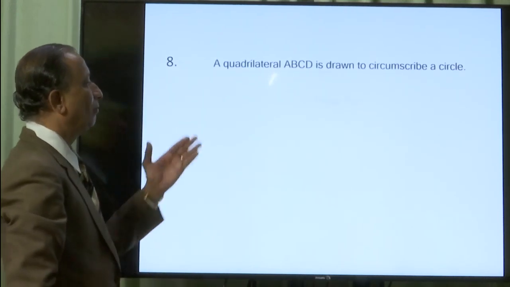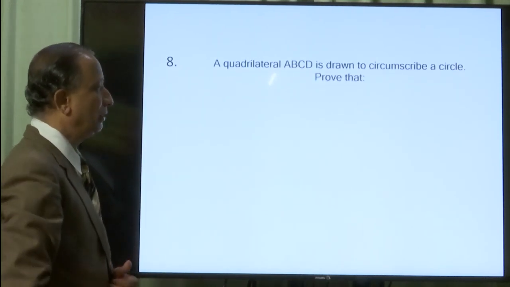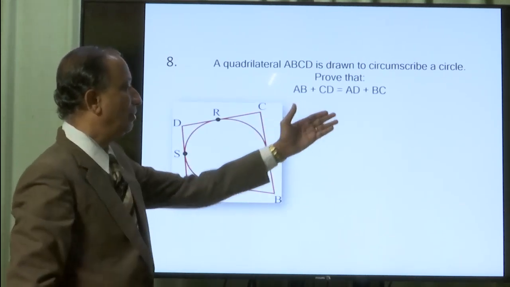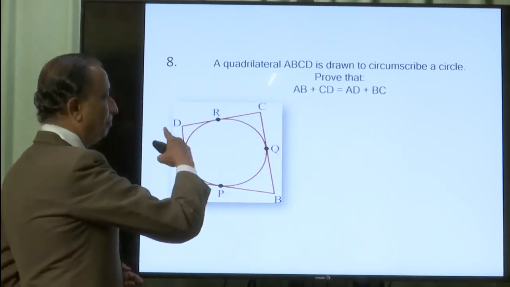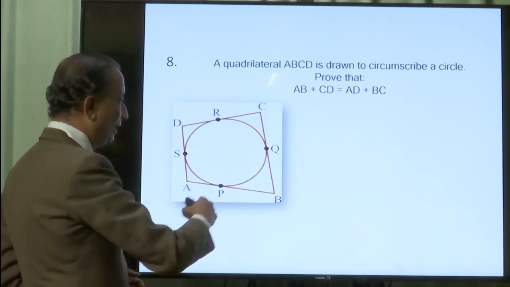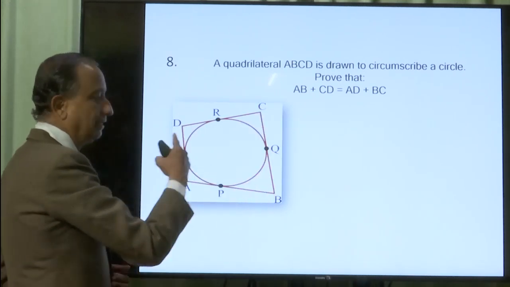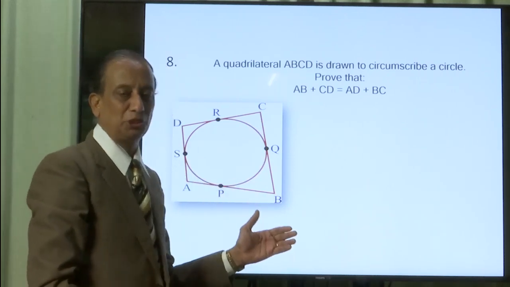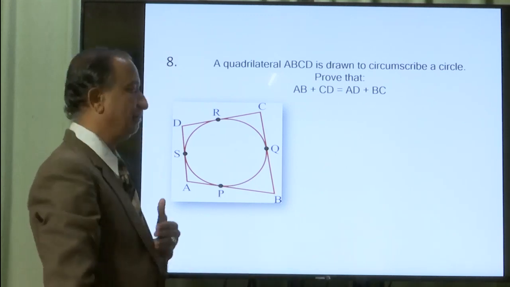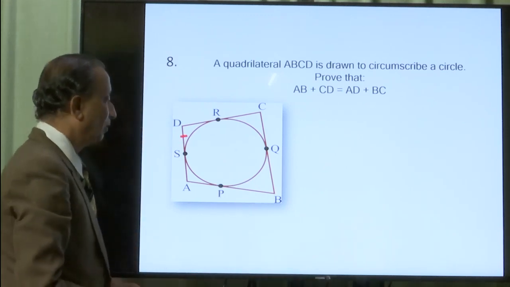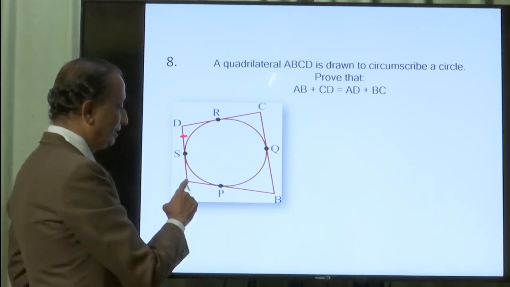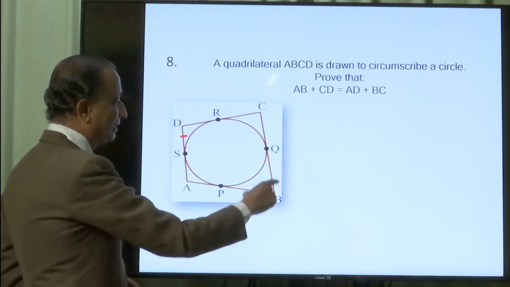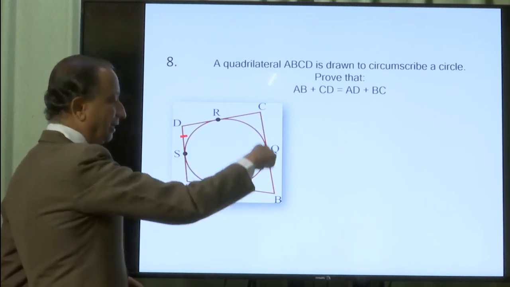Here it is. A quadrilateral ABCD is drawn to circumscribe a circle. We need to show that the sum of these two, that is AB plus CD, is equal to AD plus BC. This is one important problem, a simple application of the theorems which we have just now proved. So you can consider A, B, C and D as the external points to this circle.